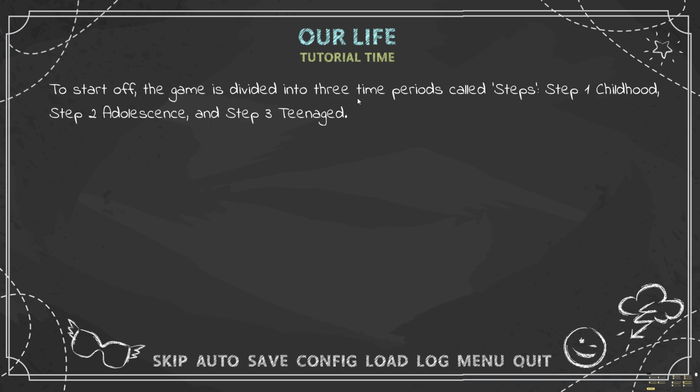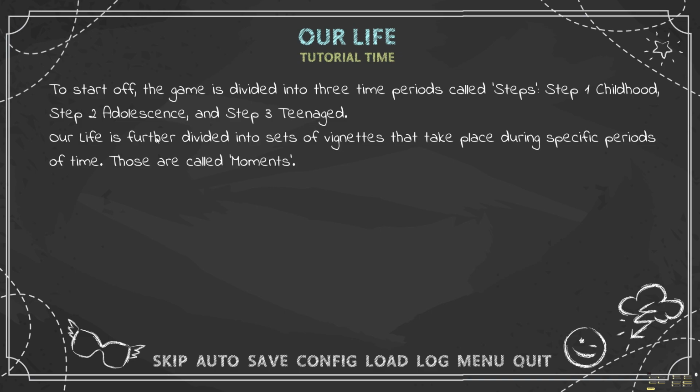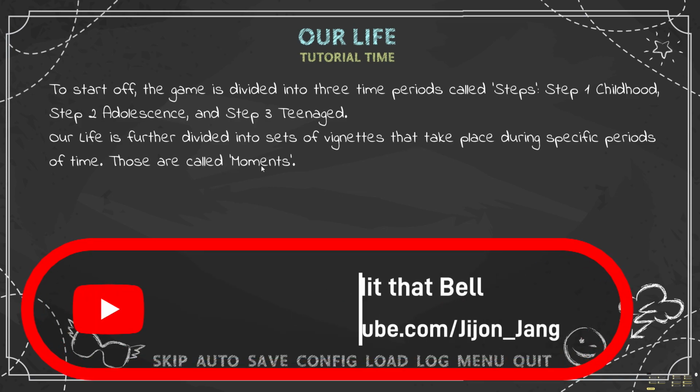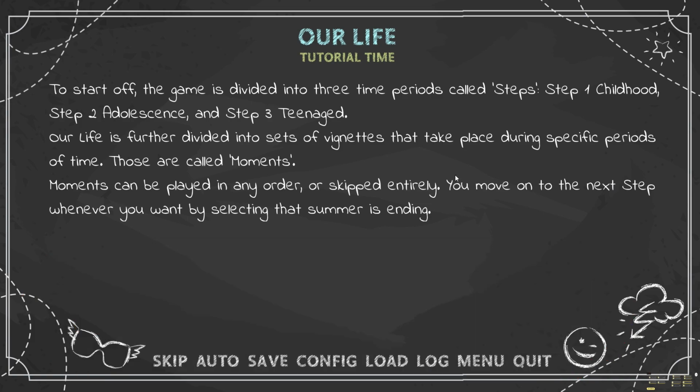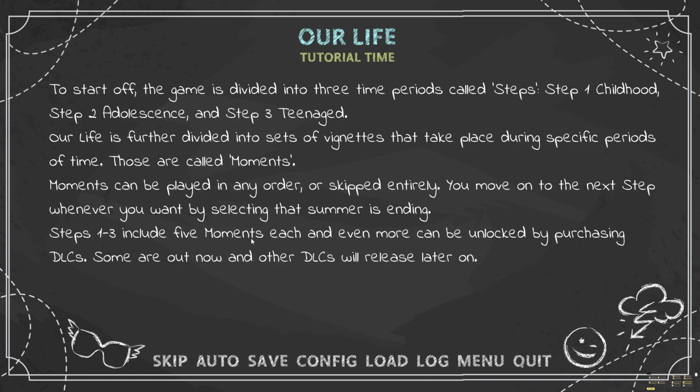The story of the game is divided into 3 time periods called Step 1, Childhood, Step 2, Adolescence, Step 3, Teenage. Our life is further divided into sets of vignettes that take place during specific periods of time. Those are called moments. Moments can be played in any order or skipped entirely. You move on to the next step whenever you want by selecting that summer is ending. Step 1 through 3 includes 5 moments, and each even more can be unlocked by purchasing.